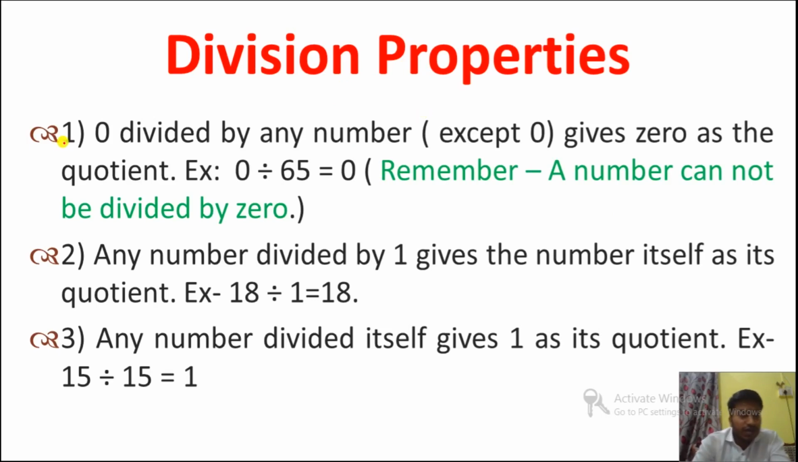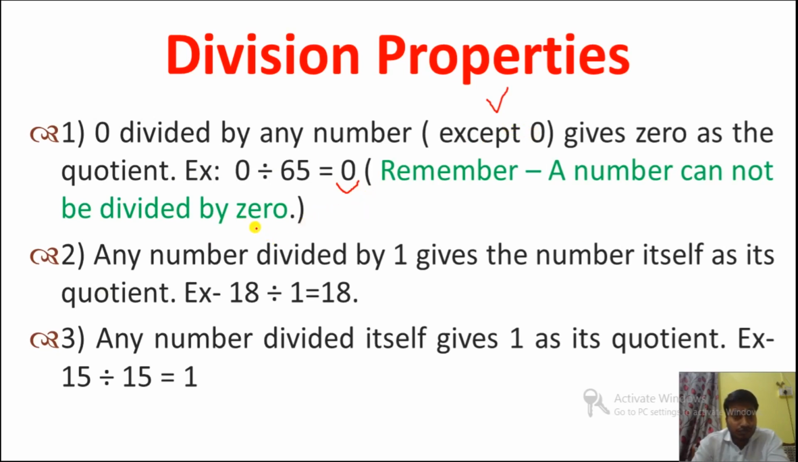First property: 0 divided by any number except 0 gives 0 as the quotient. When we divide 0 by any number, we will get 0 only, except 0. We cannot divide any number by 0, that's why it is written here, except 0. Example: when we divide 0 by 65 we get 0. One thing you need to remember, a number cannot be divided by 0. That's why it is mentioned here.